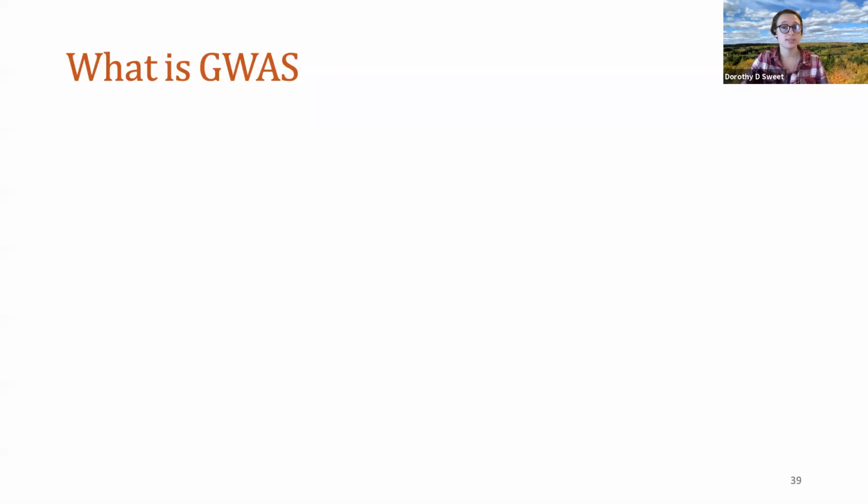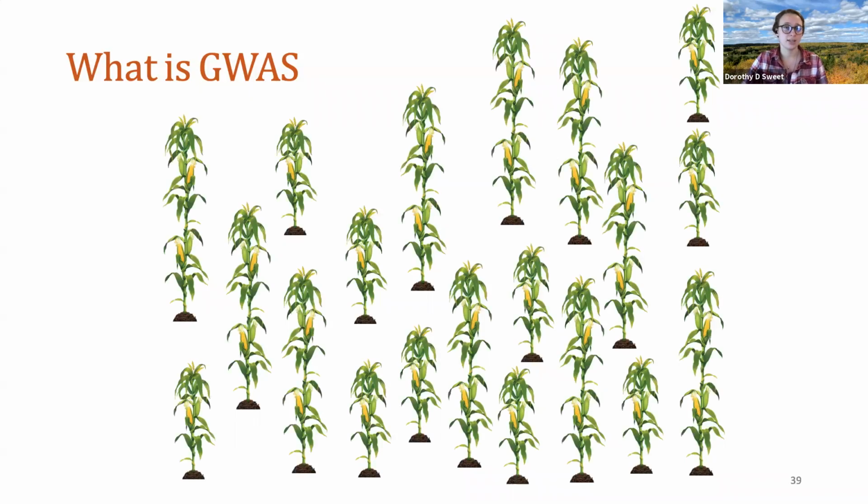So GWAS is an observational study that determines if there's a connection between genetic variation and phenotypic variation and how they relate to each other. So I'm going to be using the example of plant height to explain it. We have a large group of corn plants here, and some are tall and some are short.